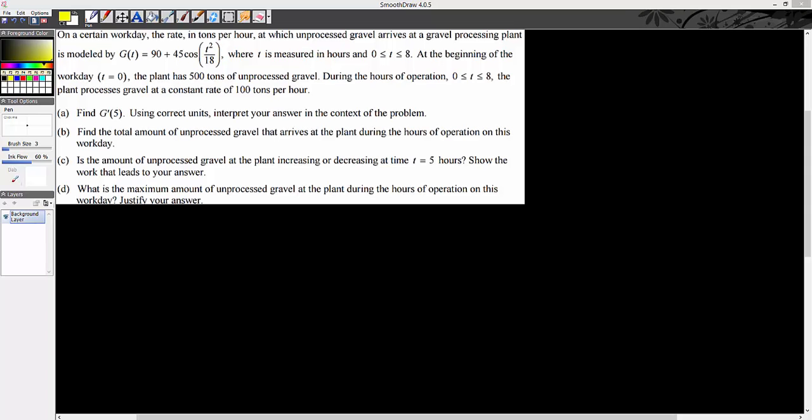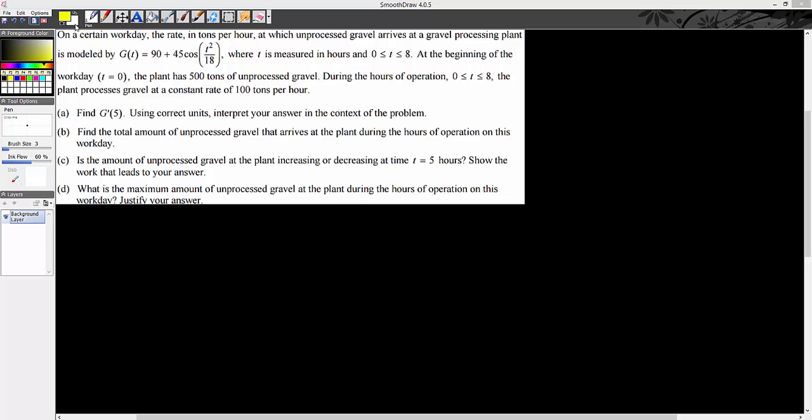It says, on a certain workday, the rate in tons per hour at which unprocessed gravel arrives at a gravel processing plant is modeled by that function right there, where t is measured in hours and t is from 0 to 8. So basically what they're saying here is that the plant we're looking at is open for 8 hours out of the day. It says at the beginning of the workday, the plant has 500 tons of unprocessed gravel, and then during the hours of operation, the plant processes gravel at a constant rate of 100 tons per hour.